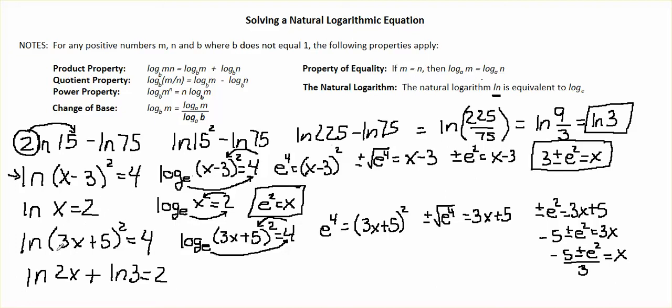Again, no matter what we put in for x, when we square it, it will become positive. So we can have negative and positive answers.